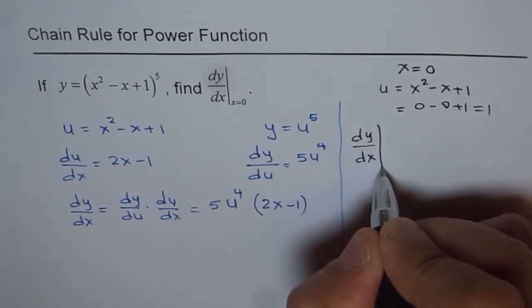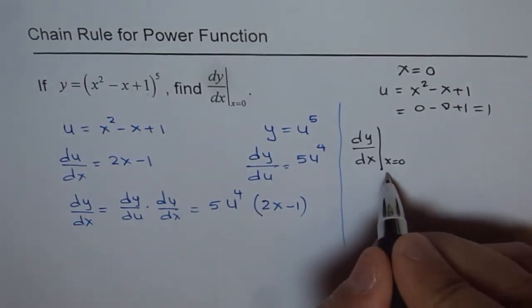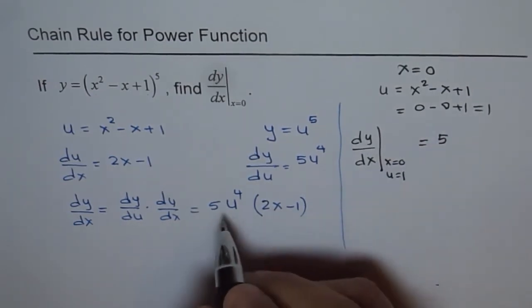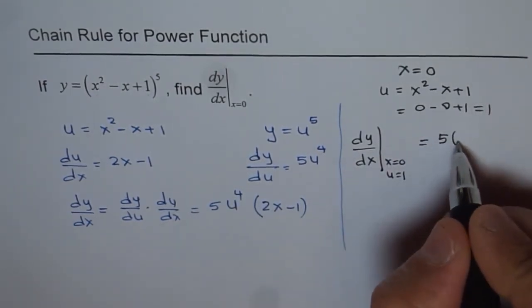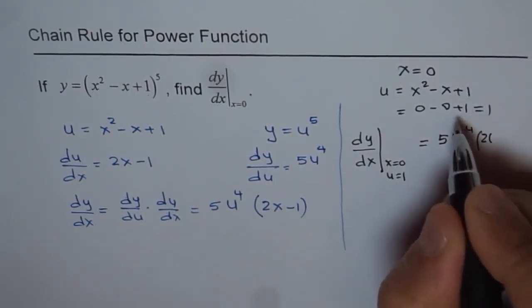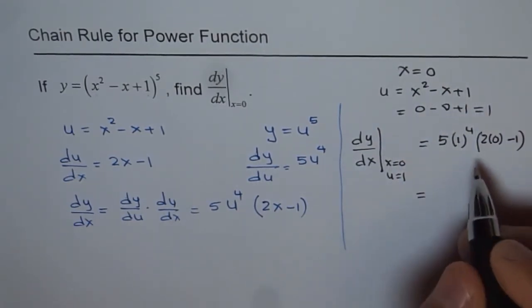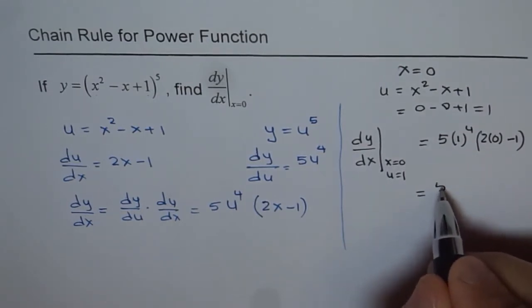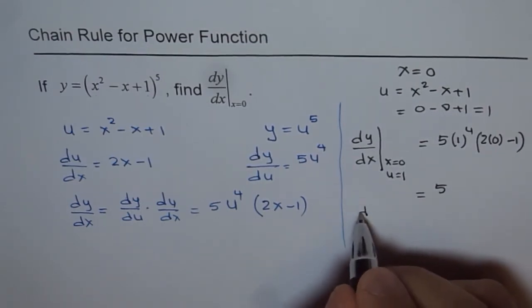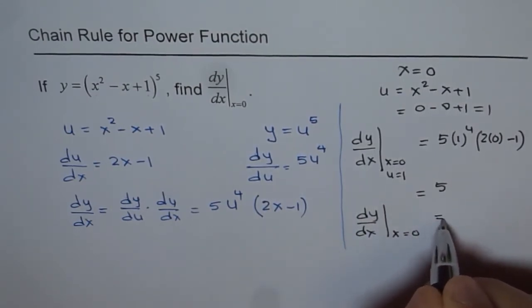So we will find dy/dx when x equals 0, and we notice that when x equals 0, u is 1. So we write u equals 1. And our derivative is 5u to the power of 4, which is 1 to the power of 4, and we have 2 times (x is 0) 0 minus 1. So what do we get? We get 5, and 2 times 0 minus 1 is minus 1, so the magnitude is 5. So we get dy/dx at x equals 0 equals 5.